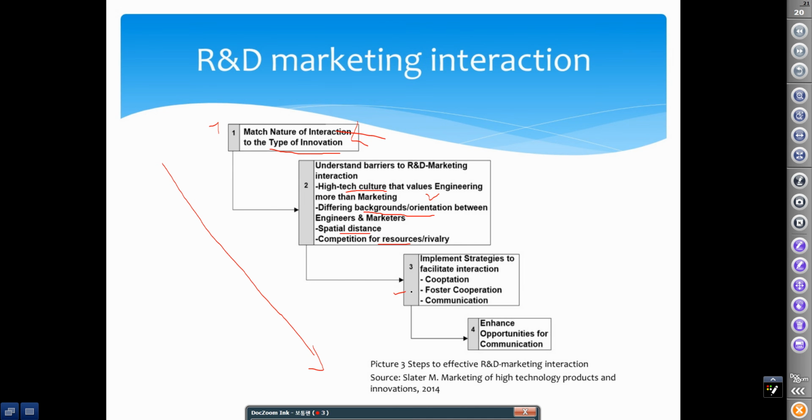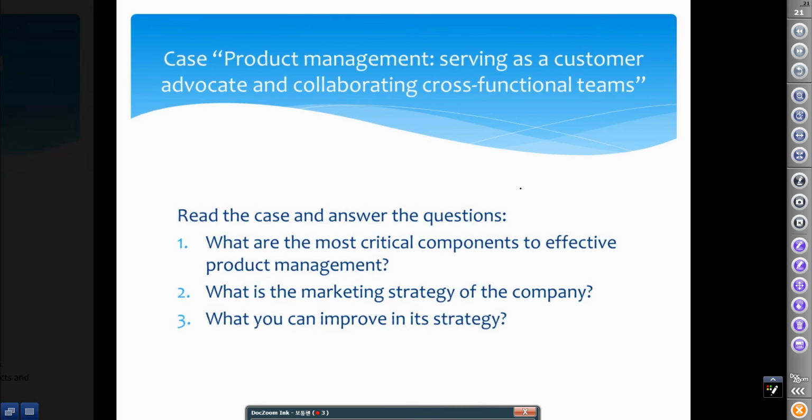The third step will be to implement strategy to facilitate interaction, and you already know about the different strategies. And the last step will be to enhance opportunities for communication, because we have to prepare some kind of continual process to enhance these opportunities to develop the research and development marketing interaction, because as I told you, it's very important not to stop with one product, one model or process. We have to be flexible, we have to develop each time at any place.